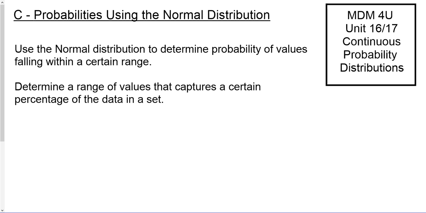We want to be able to use the normal distribution to determine the probability of values falling within a certain range. And we want to determine a range of values that captures a certain percentage of the data set. So these are kind of opposite sorts of questions. In one, we're given some values and we want to figure out the probability associated with these values. In the other, we are given a percentage and we want to figure out the range that will have that probability that the value is going to fall into.